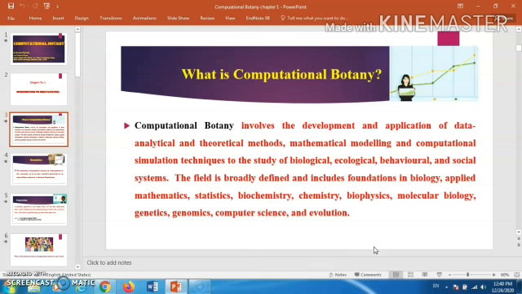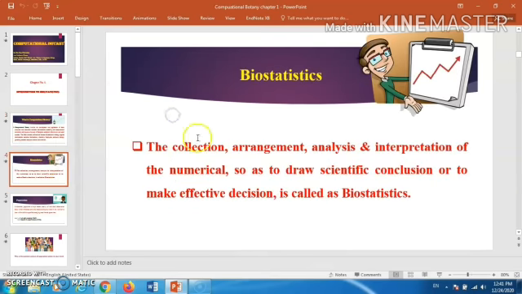So, somewhat lengthy term, but the subject name is computational botany because we are botany students and we used to study statistics in botany, so hence it is called computational botany. But the real meaning is biostatistics. So let us understand what is the meaning of the term biostatistics.